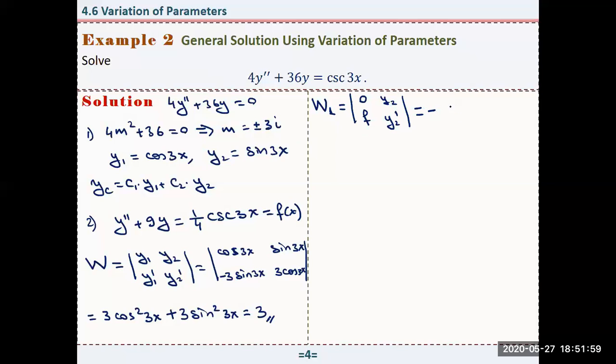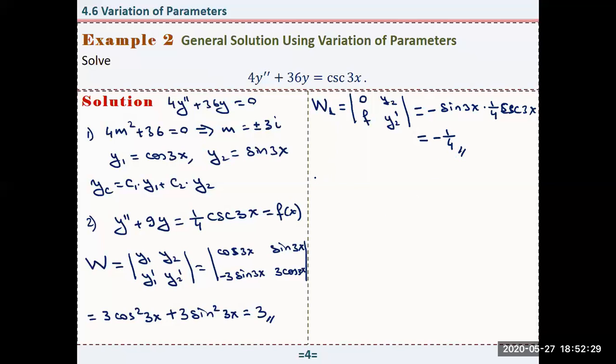Y sub 2 is sine 3x times, what is f? F equals this. So that is equal to 1 over 4 cosecant of 3x, right? And we know that cosecant is 1 over sine, right? So the sine of 3x times cosecant of 3x is equal to 1. So this determinant is equal to negative 1 over 4.